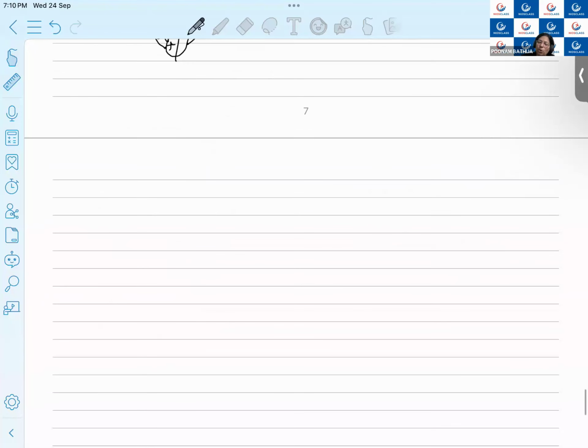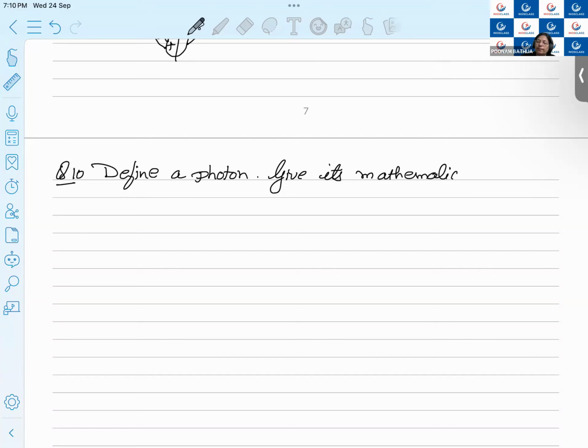This was 9th question. Move next. Question number 10. Define a photon. Give its mathematical expression.